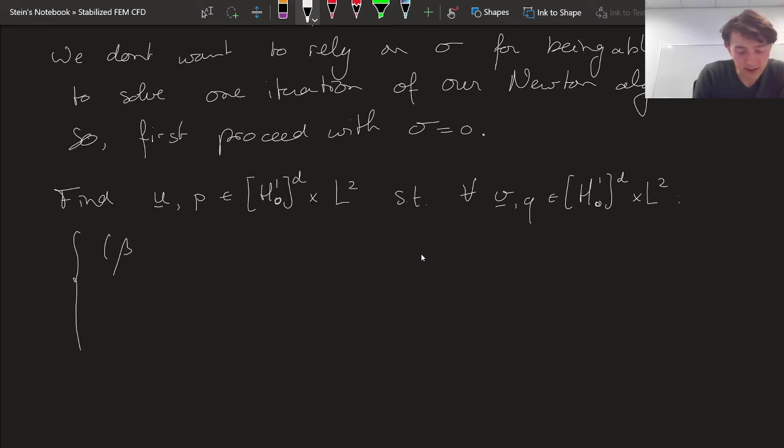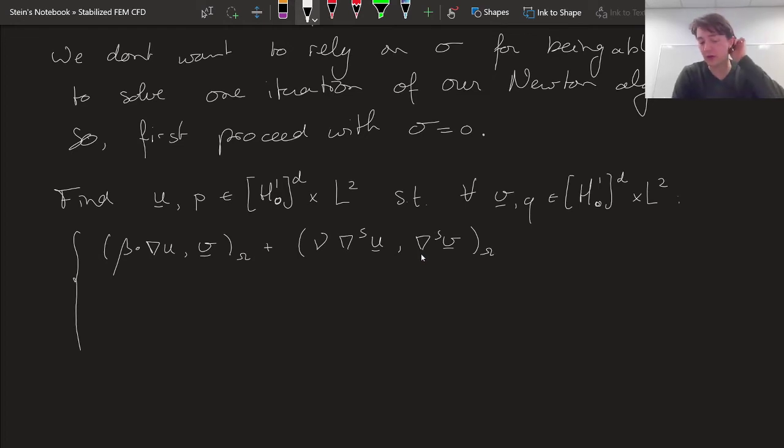Firstly, we have the L2 inner product between beta dot gradient of U and V, plus nu times the inner product of the symmetric gradient of U and the symmetric gradient of V. Now that's the term that we also derived for our Stokes equation. Then we have minus P times the divergence of V.